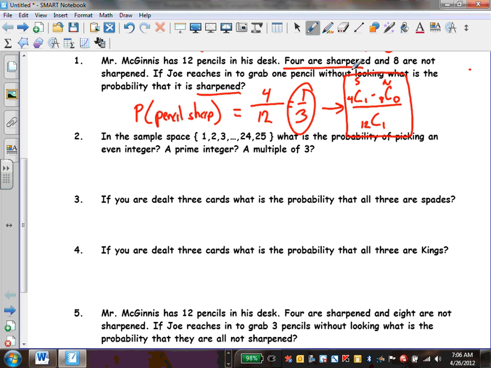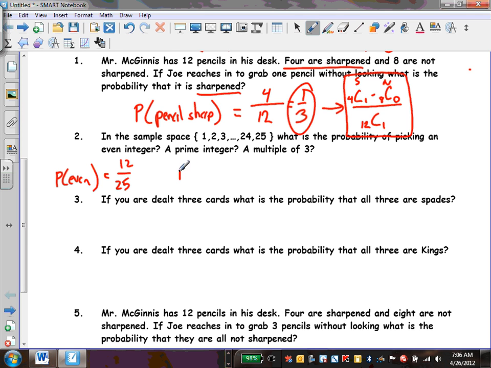Okay. Let's look at number 2 here. In the sample space 1 through 25, what is the probability of picking an even integer, an integer, and a prime integer? So these are really 3 separate events. Okay, so the first one is picking an even number. Well, we have 2 through 24, so that's going to be a total of 12 even numbers. Okay, so 12 divided by 25. That's the probability because there are 12 even numbers, 2 through 24.